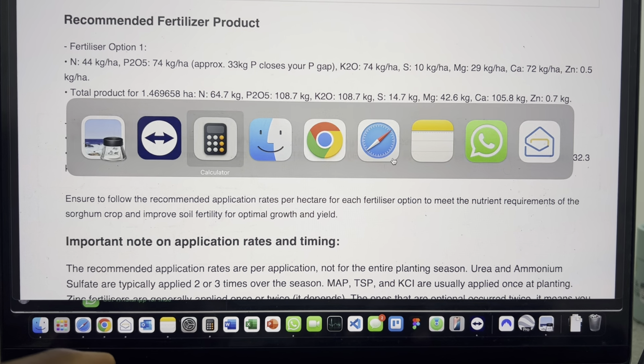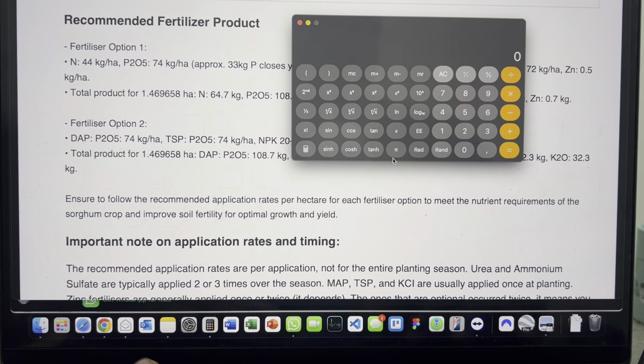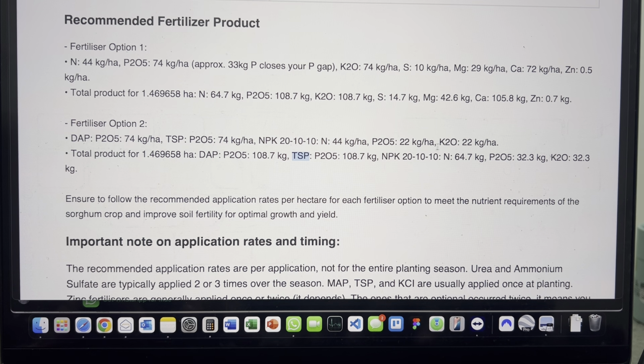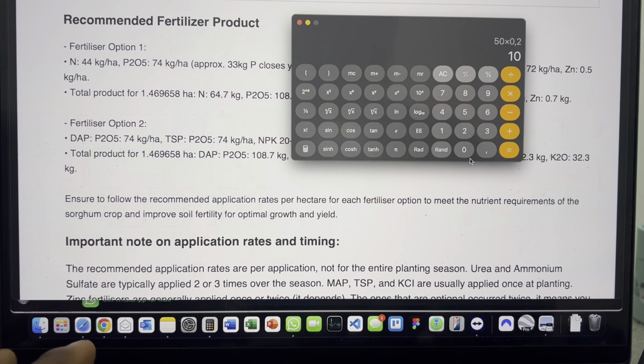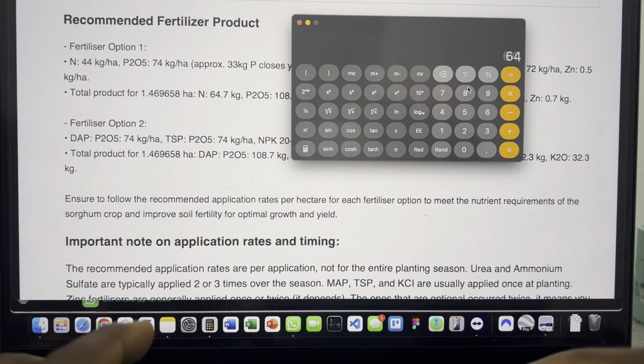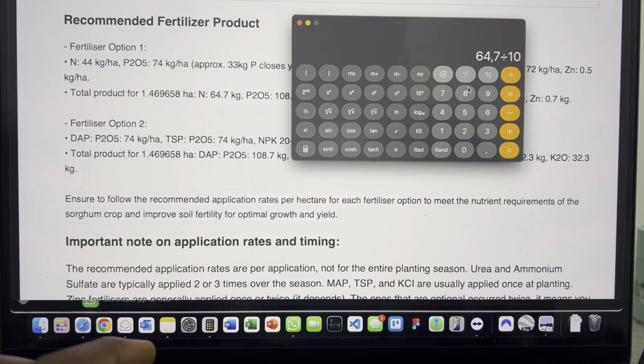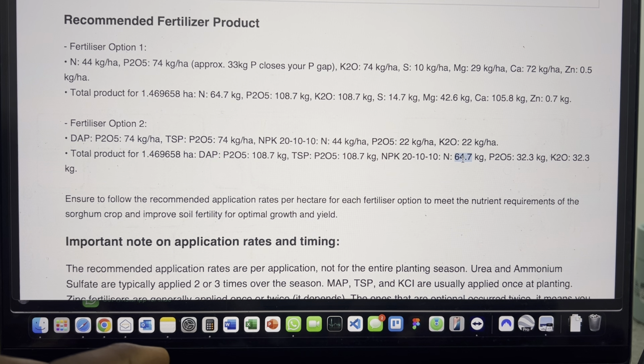So what I need to do is, first of all, 50 kg times 0.2. So how much nitrogen do I get? I get 10 kilos. Out of that 50 kg, only 10 is nitrogen. So it is that 10 I will use to divide 64.7. If you divide 64.7 by 10, of course, you know it is 6.47, roughly 6.5 bags. We can do either 6 or 7. So you see, it is that easy to calculate the number of bags.